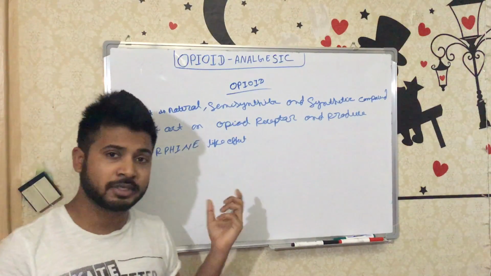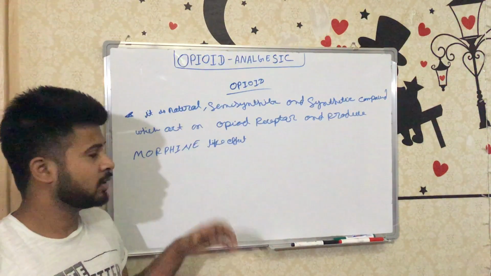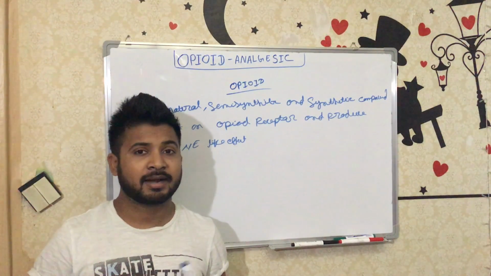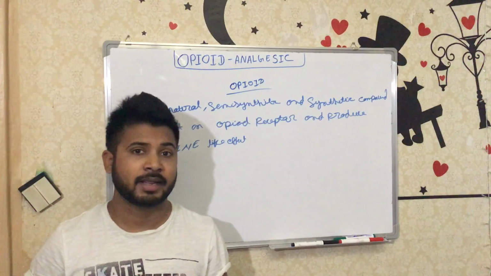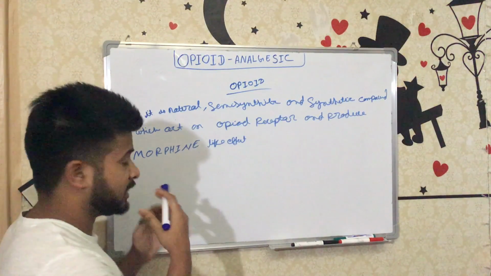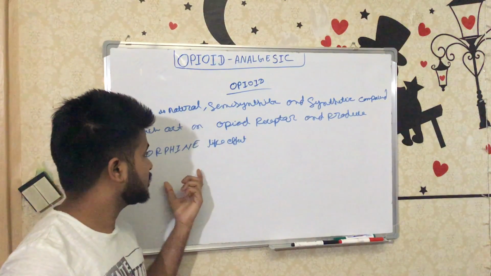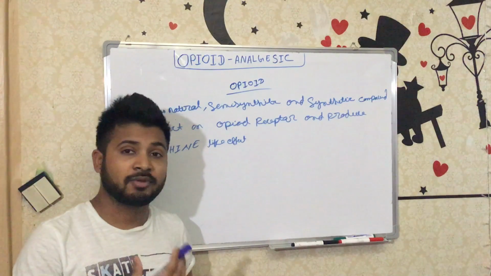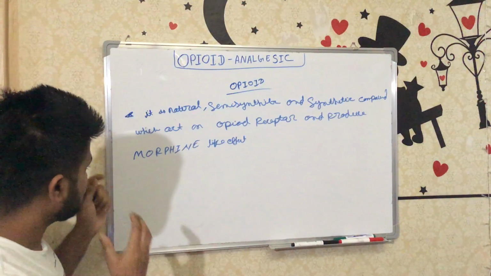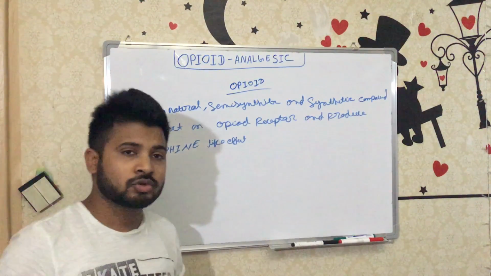Even morphine is included in the classification of opioid analgesics. But nowadays we don't use morphine very popularly, because it is a drug of abuse, like alcohol. This is a very well-known effect, and everyone knows which effects appear in a person who takes morphine, and the same effects appear with opioid analgesic drugs. So it is a natural, semi-synthetic or synthetic compound which acts on the opioid receptor and produces morphine-like effects.